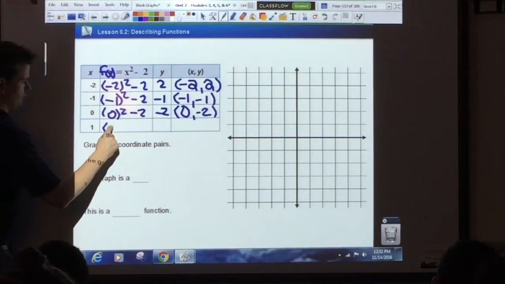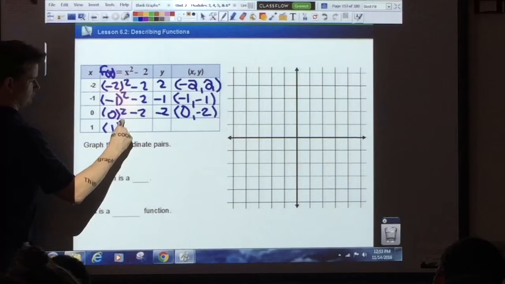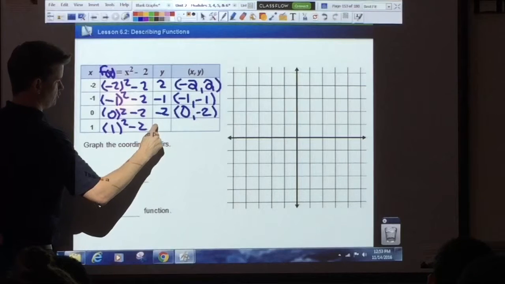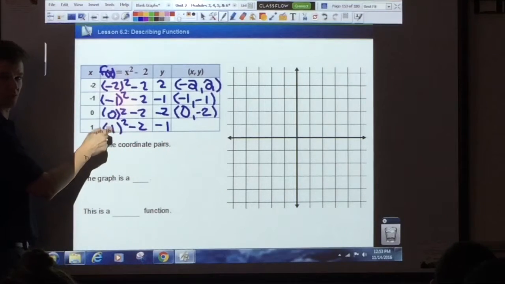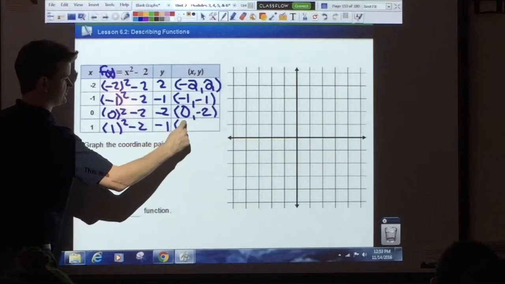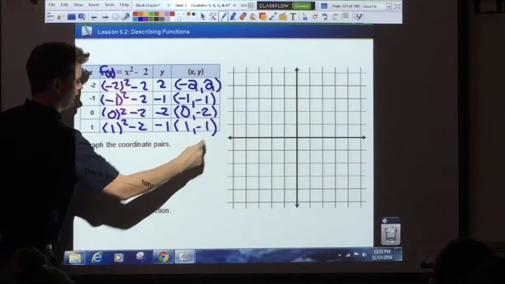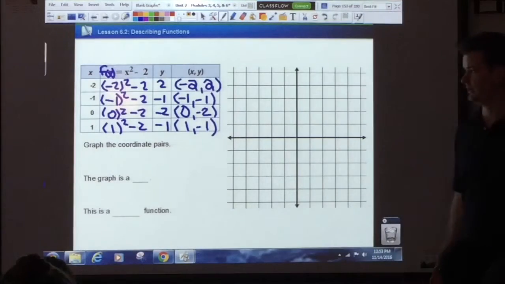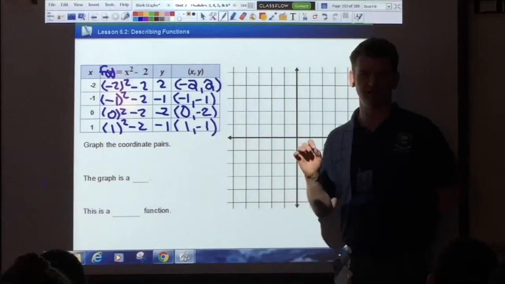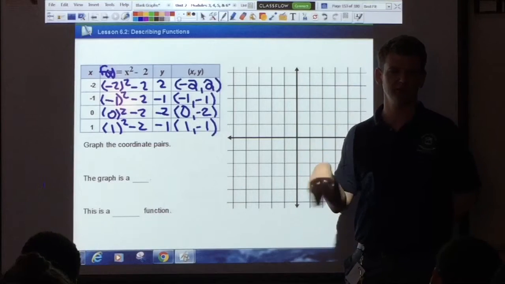I substitute in 1. What's 1 squared? 1. 1 squared minus 2 is negative 1. 1 squared is 1. 1 minus 2 is negative 1. So that gives me 1, negative 1. Because, as you're going to see, this function is not going to be linear.